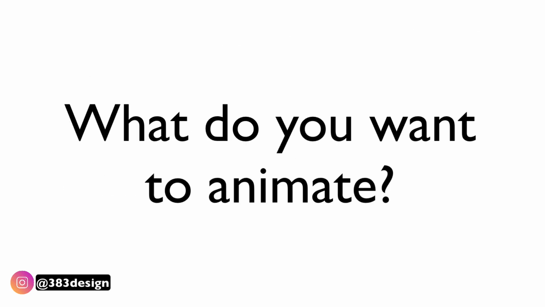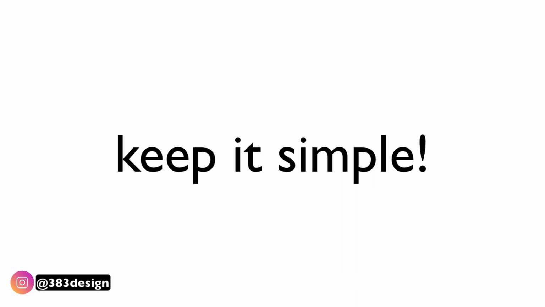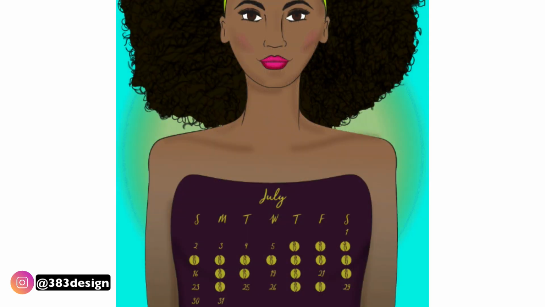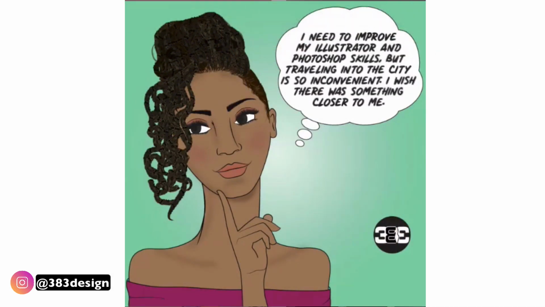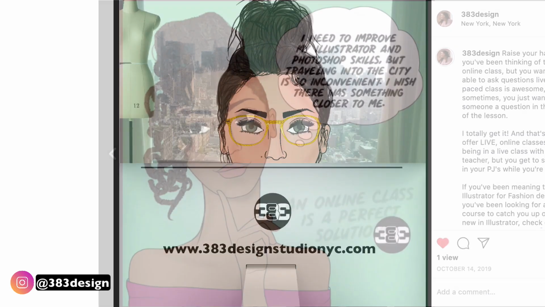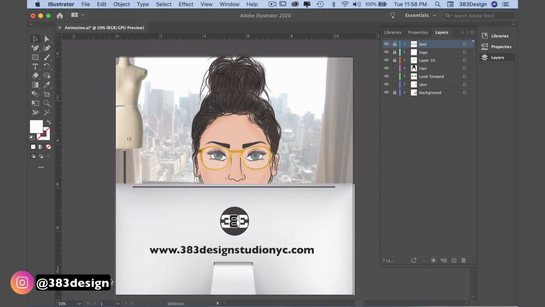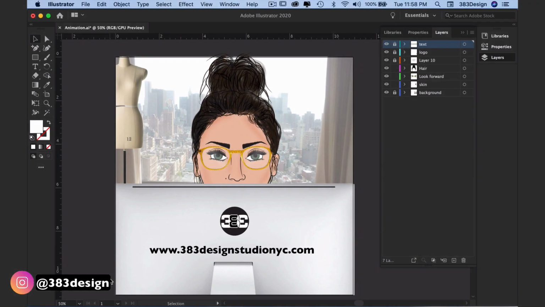The first thing I do is decide on what I want to animate. And remember, keep it simple. I've done blowing a bubble, blinking the eyes, tapping a finger, and for this example, I'm going to do blinking and moving the eyes. Of course, the first thing you need to do is create the main digital rendering.